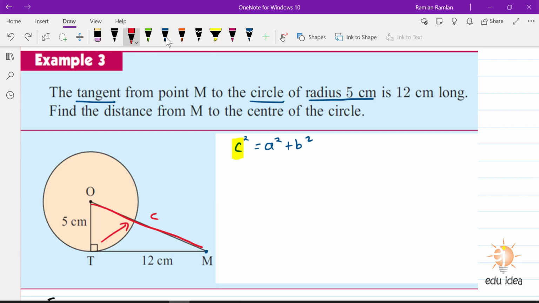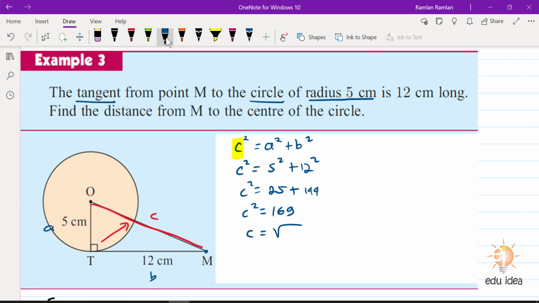So the C is the line OM. So C squared, and then the A, for example, I'm going to choose A is 5. So that will be 5 squared. Remember, we have a square over here. And the B is 12, so just put plus 12 squared. And then calculate, right? 5 squared is 25, and 12 squared is 12 times 12, which is 144. If you add them together, we'll get 169. Because this is C squared, what we want to find is the C, so square root both sides. The square root of 169 is just equal to 13.